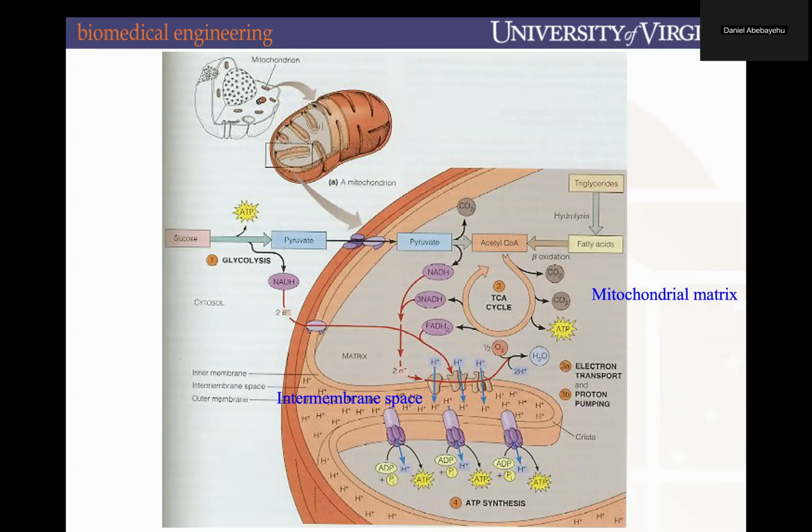And so the two processes that we're going to be focusing on today are the TCA cycle and oxidative phosphorylation. These two steps are happening within the mitochondria, but in different spatial locations of the mitochondria. The TCA cycle is occurring within, you can think of it as almost like the cytoplasm of the mitochondria. We call that the mitochondrial matrix. That's where the TCA cycle is taking place. And then oxidative phosphorylation is going to be happening on the membrane of our mitochondria.